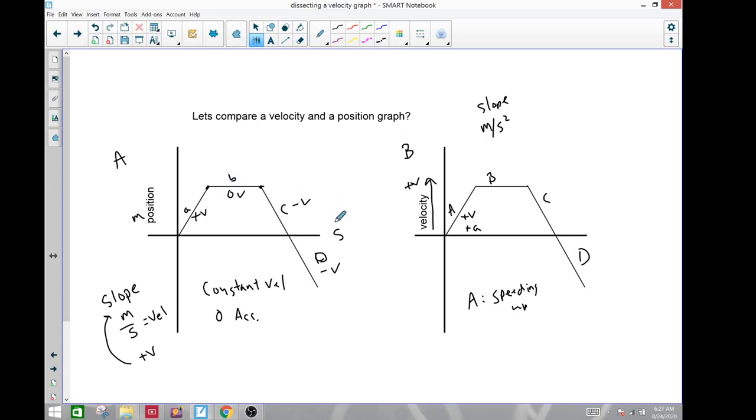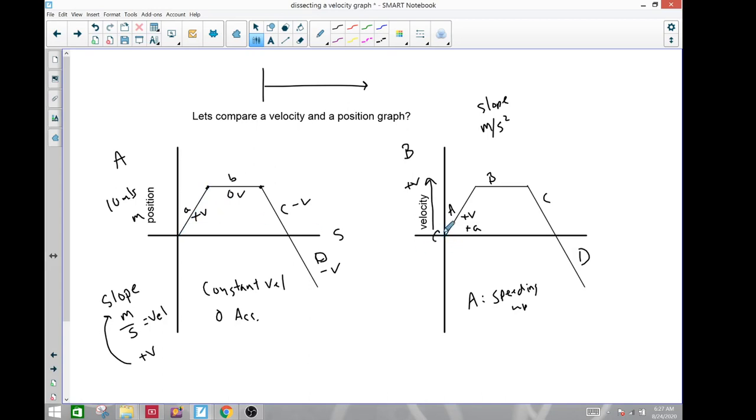Okay, what happens during B? So A is just holding a constant velocity. We're traveling down a line at a constant velocity in A for this guy. The velocity graph, we're going faster, faster, faster. So this guy starts out, let's say, at 10 meters per second. That might be the slope. It starts out at 10 meters per second and ends at 10 meters per second.